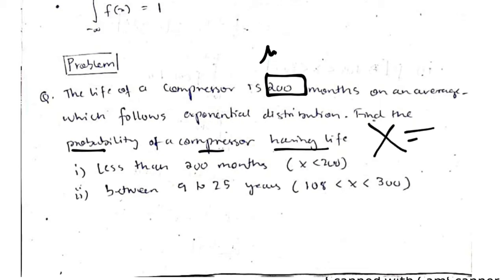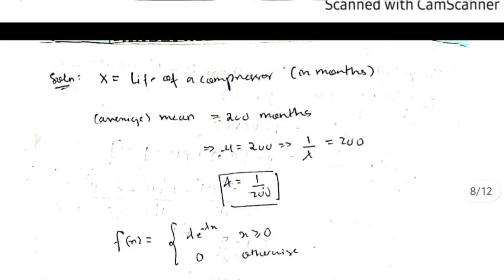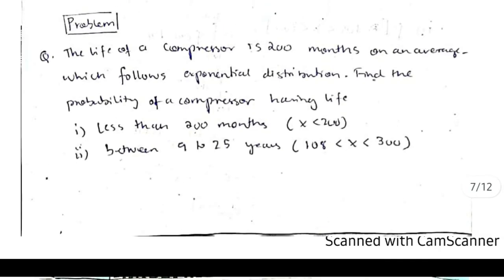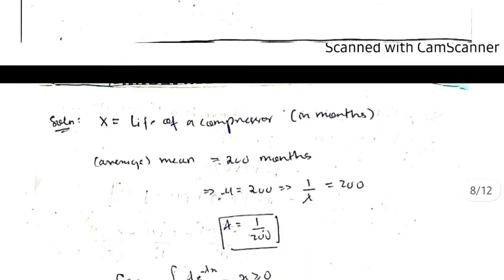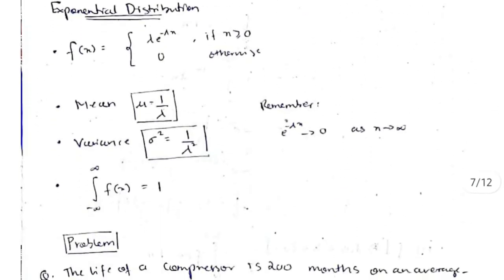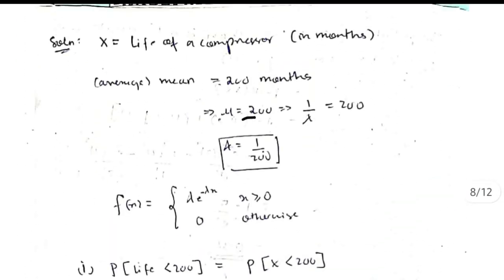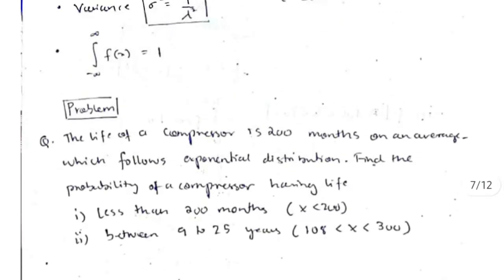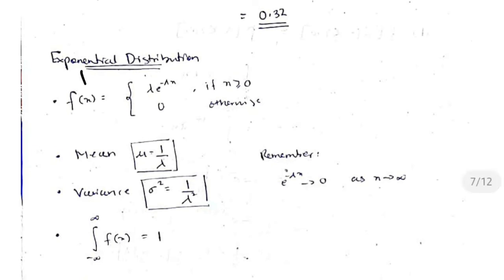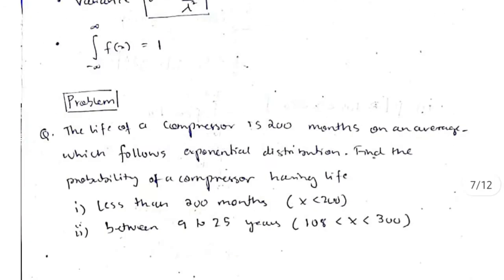So in our case, x will be the life of a compressor in months. Then the average is given to us, 200 months. Okay, so we'll be noting that down, and by using the formula, mean is equal to 1 by lambda, we'll find out the value of lambda. Mu is equal to 200 is equal to 1 by lambda, so lambda will be 1 by 200. After getting lambda, we'll be applying this formula for finding the particular values of x. If x is positive, it will be this, or otherwise it will be 0. Lambda e power minus lambda x.